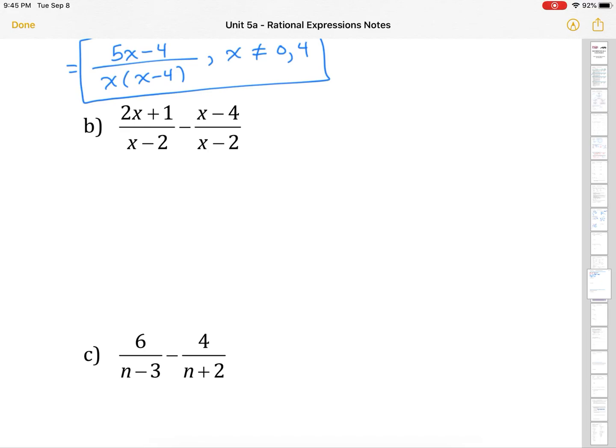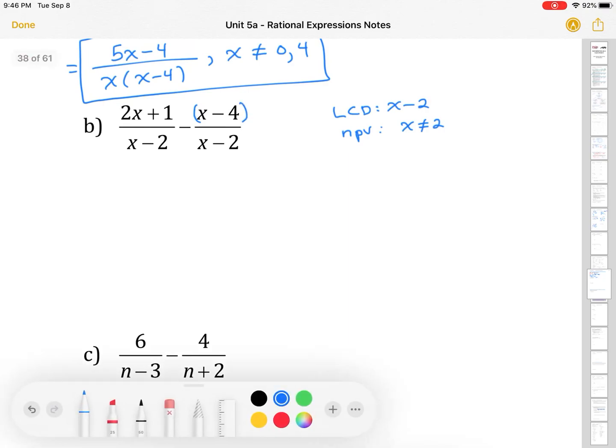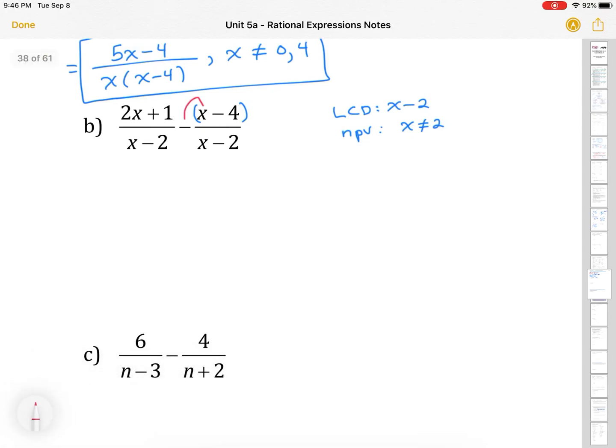Let's take a look at this next one. Well, the nice thing about this one is that the lowest common denominator is the x minus 2 because that's what they both have. So we don't even have to change our denominator. And our non-permissible value, well, x can't equal 2. Okay? Now, because those are like that, I can just simply do my subtraction. However, because it's a subtraction, think about your simplifying rules. I need to distribute that negative sign to both of those.